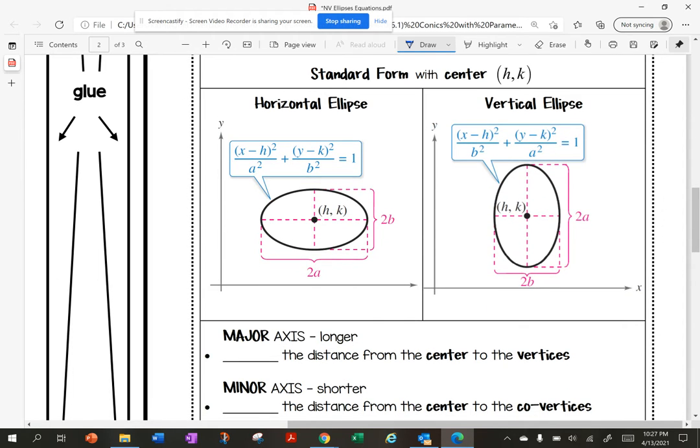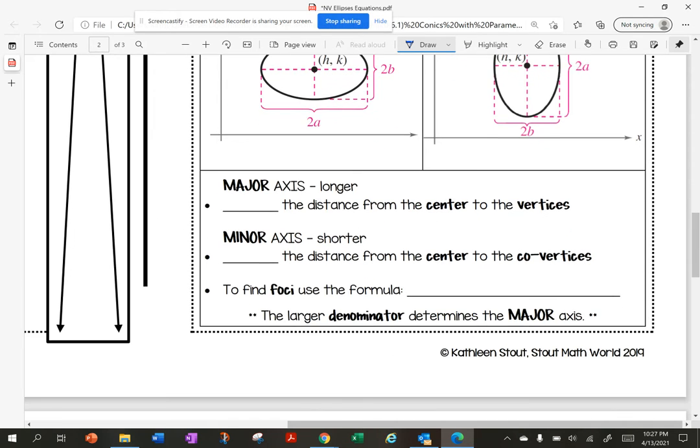Okay, reviewing from the previous lesson, for a horizontal ellipse, a squared is under the x coordinate, and for a vertical ellipse, a squared is under the y coordinate. The major axis is a length of 2a, and the minor axis is a length of 2b. So let's put that in here. A reminder, we're going to be using that. So the major axis distance is 2a, and the minor axis length is 2b.